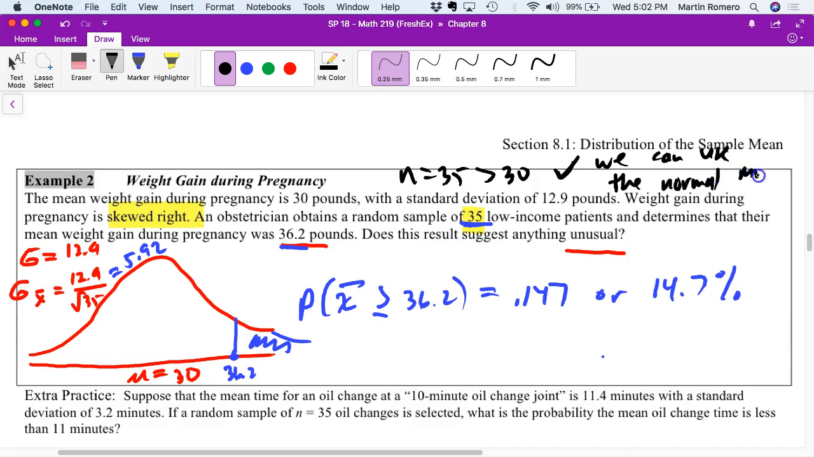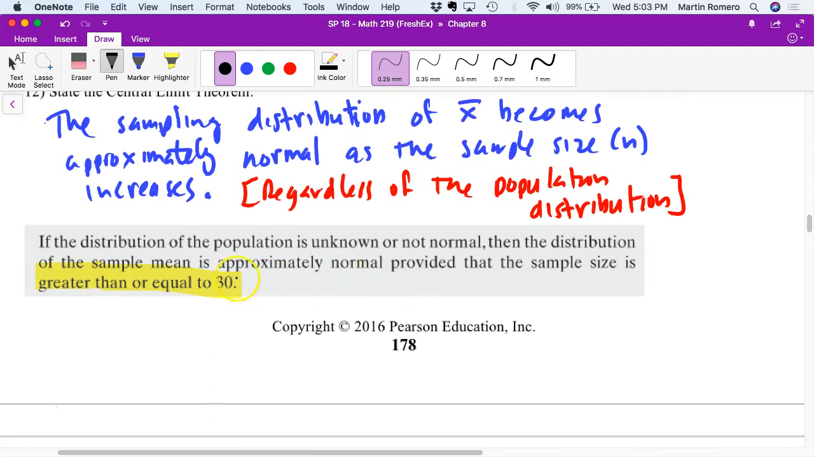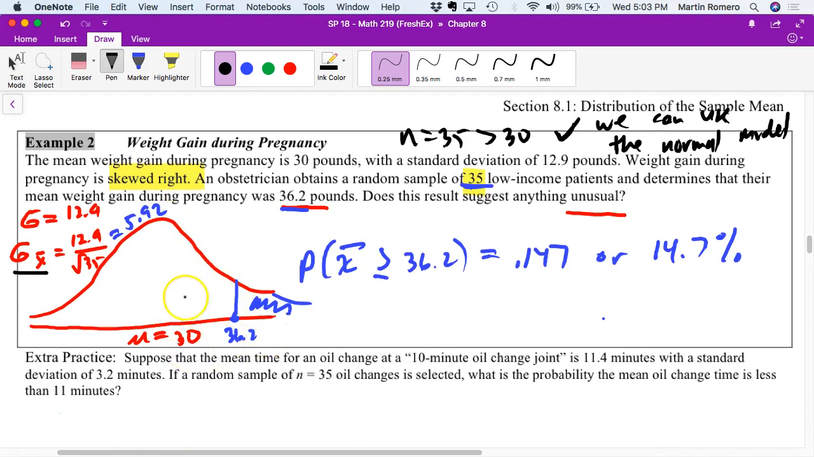normal model, and then we use the adjusted standard deviation, the standard error. So you do 12.9 divided by the square root of 35, which is 2.18. And so again, we can use the normal model if the sample size is greater than or equal to 30, which it is. And so in this case, we are looking to see the probability. Here's 36.2. What is the area over here? What's the probability of a mean weight gain of 36.2 pounds or more?